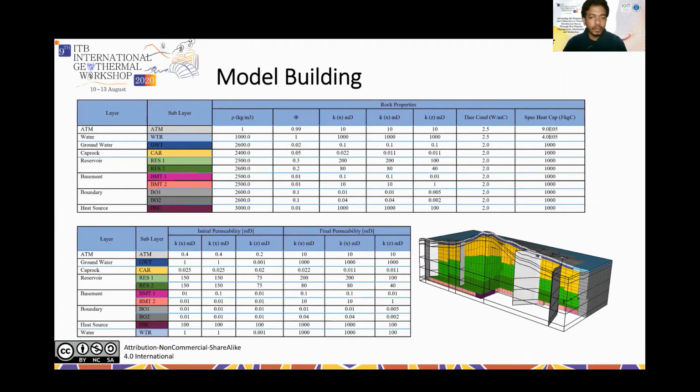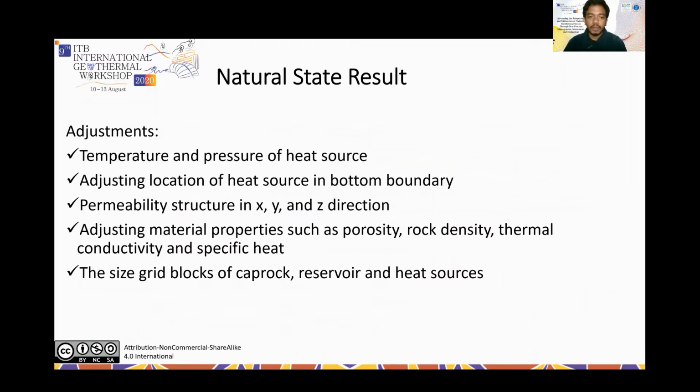To get optimal and reliable results, some adjustments are made to get results that are in accordance with the natural state. Some of them are adjusting the temperature and pressure of the heat source, adjusting the location of the heat source in the bottom boundary, adjusting permeability structure in X, Y, and Z directions, adjusting material properties such as porosity, rock density, thermal conductivity, and specific heat, and adjusting the size of grid blocks of caprock, reservoir, and heat source.